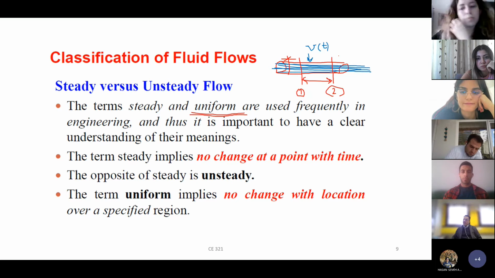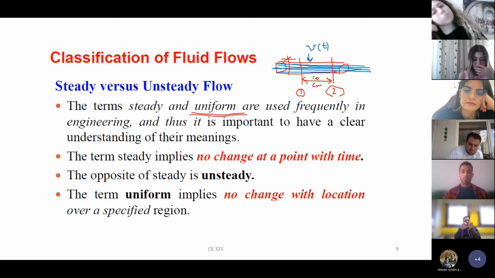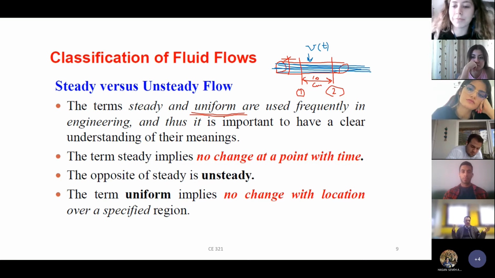Now in this figure, what do you think? Is it uniform or non-uniform? Any idea? It seems to be uniform, yes. Because, for example, if we assume this is 10 centimeters, 10 centimeters before, 10 centimeters after, in a pipe with a constant diameter, there is no change in the velocity. Even if, instead of 10 centimeters, you say 1 meter, again velocity, everything is constant at both section 1 and 2. So we say this is uniform.